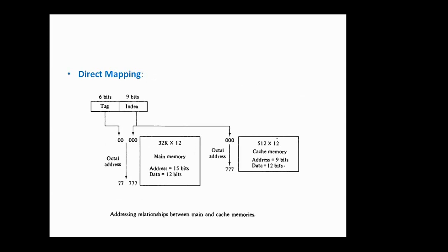Let us now see the second type of cache, which is based on where we use direct mapping. So this is a direct mapping cache. Let us take the same example where we have a cache memory of 512 into 12 and a main memory of 32k into 12. So since this is 12, the data is 12 bits. This is 512, so the address of cache memory will constitute of 9 bits, and this is 32k, that means the address of main memory will constitute of 15 bits.